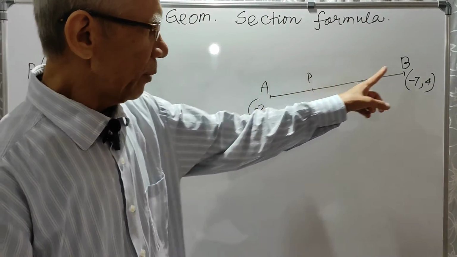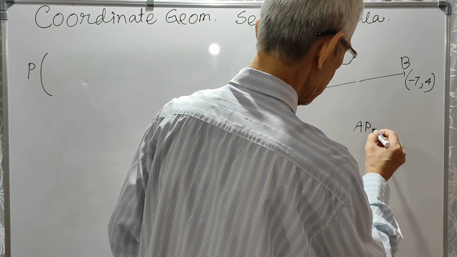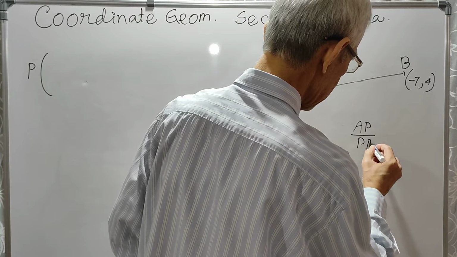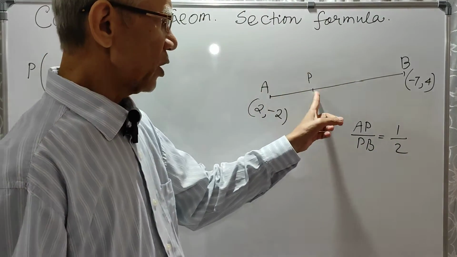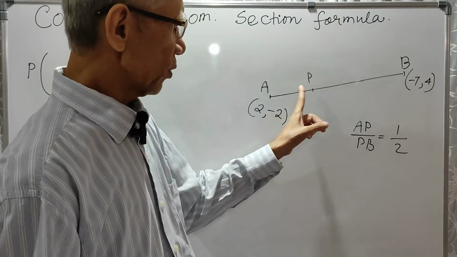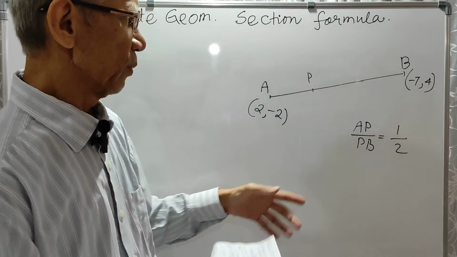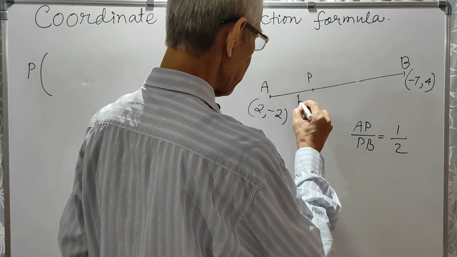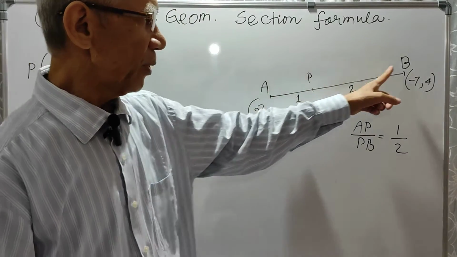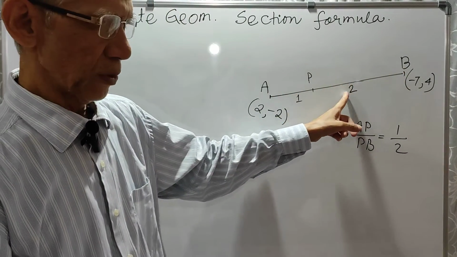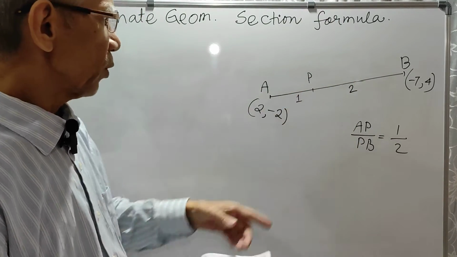Now, AP by PB will be 1:2. So what will be AP is to PB? Definitely it is 1:2. So this part is 1, this part is 2. So P divides AB in what ratio? 1:2. So for the time being you forget Q. Alright. Now, let us find out the coordinates of P.